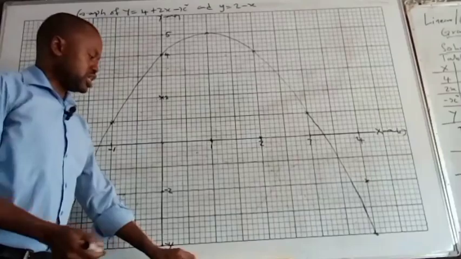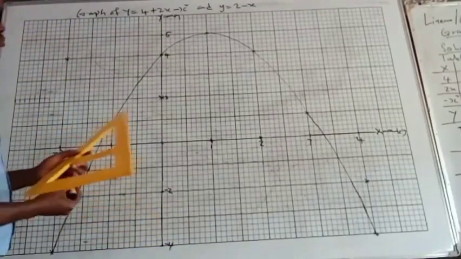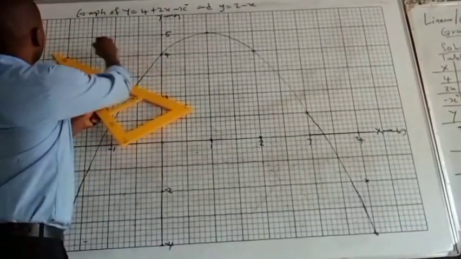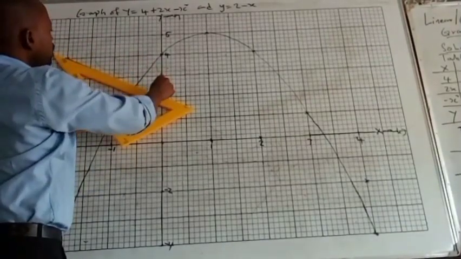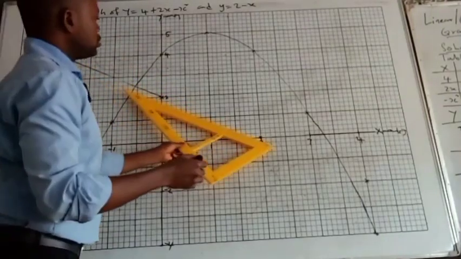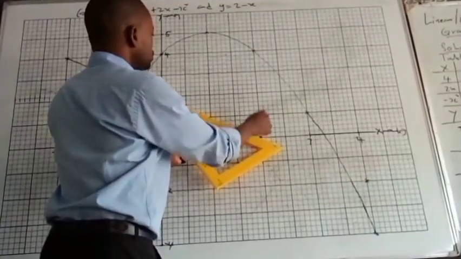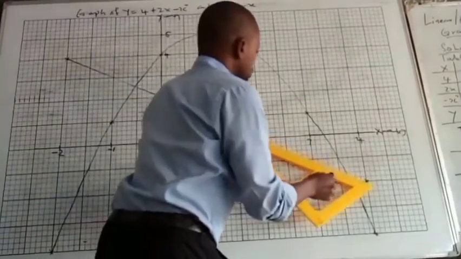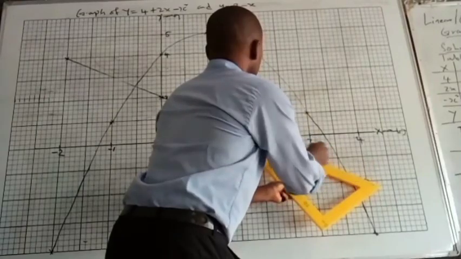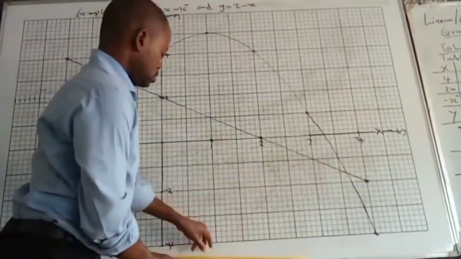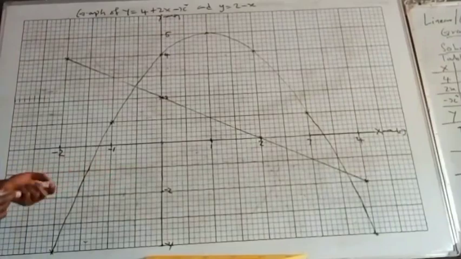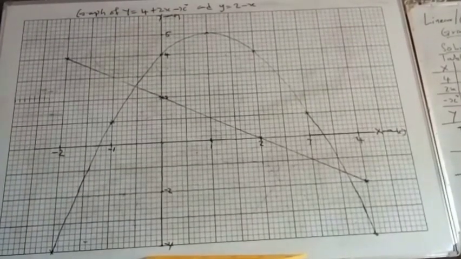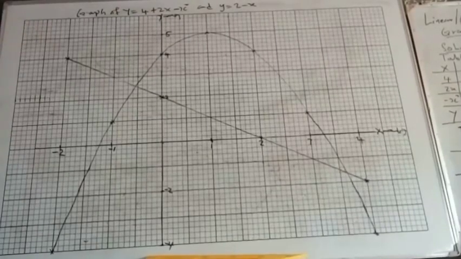So this one now is a linear graph. I can use my ruler and join them. I'm expecting some level of error in this because it's freehand. Even though some level of error may be there, it's going to be that.